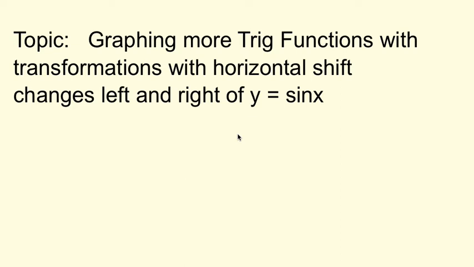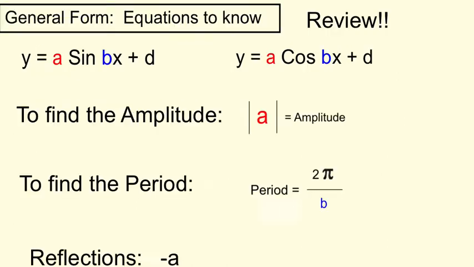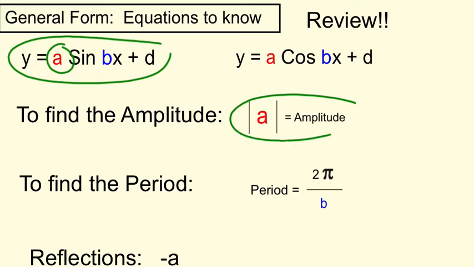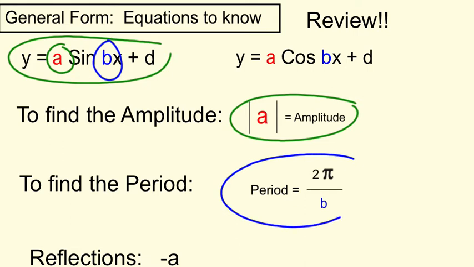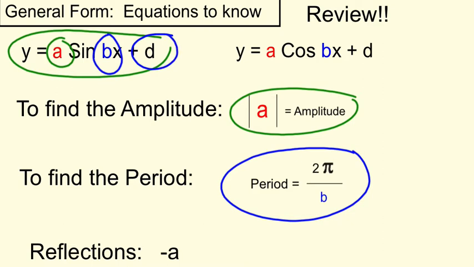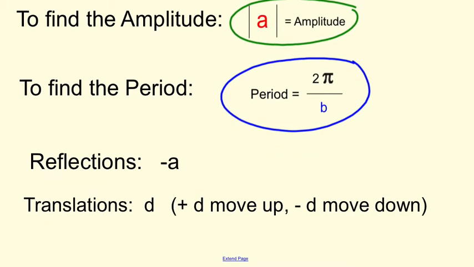We're going to now focus on the transformations where we have left and right shift changes for the y equals sine of x function. So to review with you again, to graph the sine function, the A tells you your amplitude and if you have any reflections going on. The B value tells you your period, 2 pi over B. The D value here tells you, do you shift up or down? If it's a positive D, you shift up. A negative D, you move down.